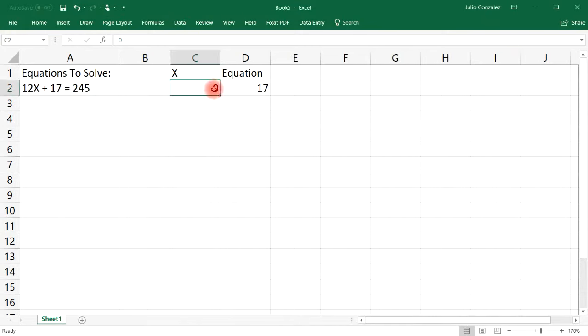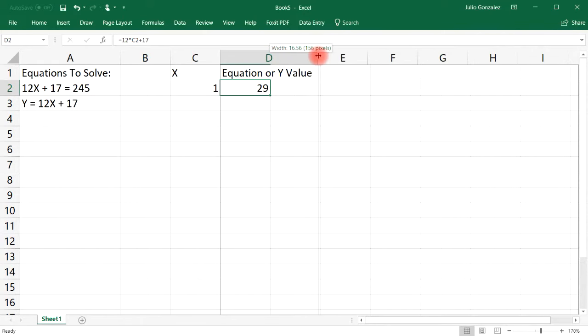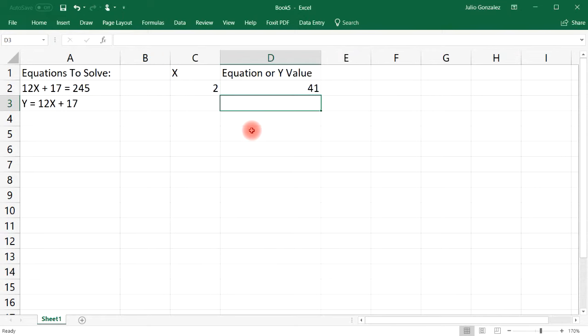Now notice what happens if we plug in different values for x. If I plug in 1, I'm going to get a value for y, which is 29. You can also write this as y is equal to 12x plus 17. So when x is 1, we're going to get a y value of 29. I'm going to write equation or y value. Now if x is 2, it automatically gives us a new y value, 41. 12 times 2 is 24, and 24 plus 17 is 41. If x is 5, then we're going to get a y value of 77.